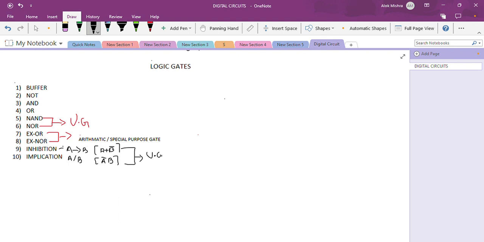Apart from that, the others are only logic gates. XNOR and XOR are the arithmetic and special purpose gates. The details we will study from tomorrow. Just note down these gate names.